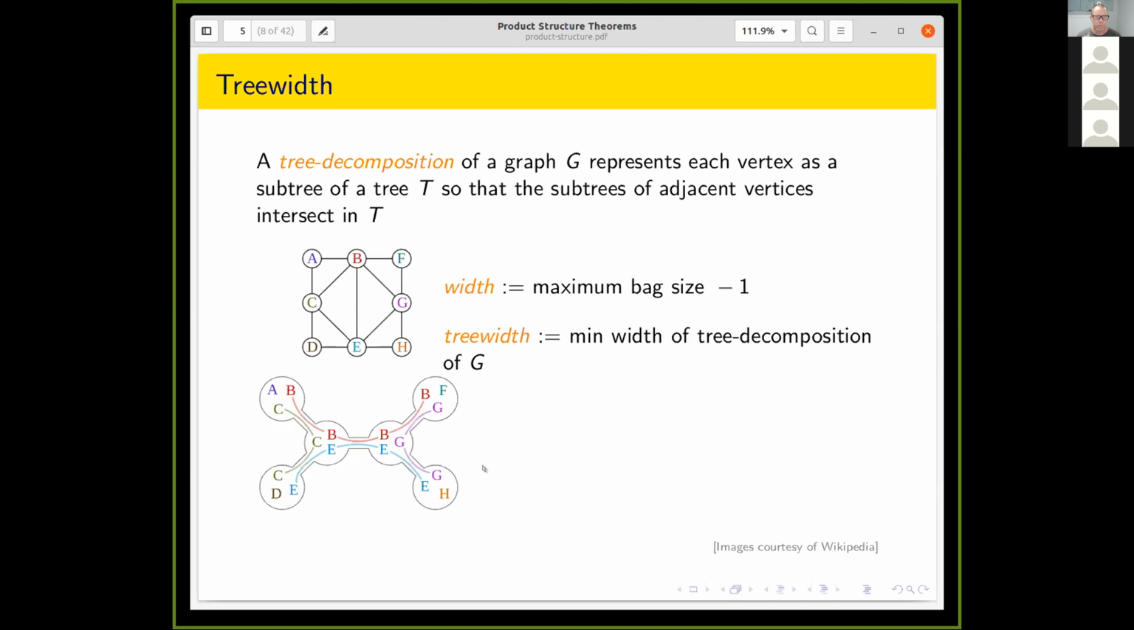And the tree width of your graph is the minimum of the width over all possible tree decompositions of your graph. Computing tree width is not easy, even when it's small. It can be done quickly in theory, but not necessarily in practice. Okay, so that's the definition of tree width.